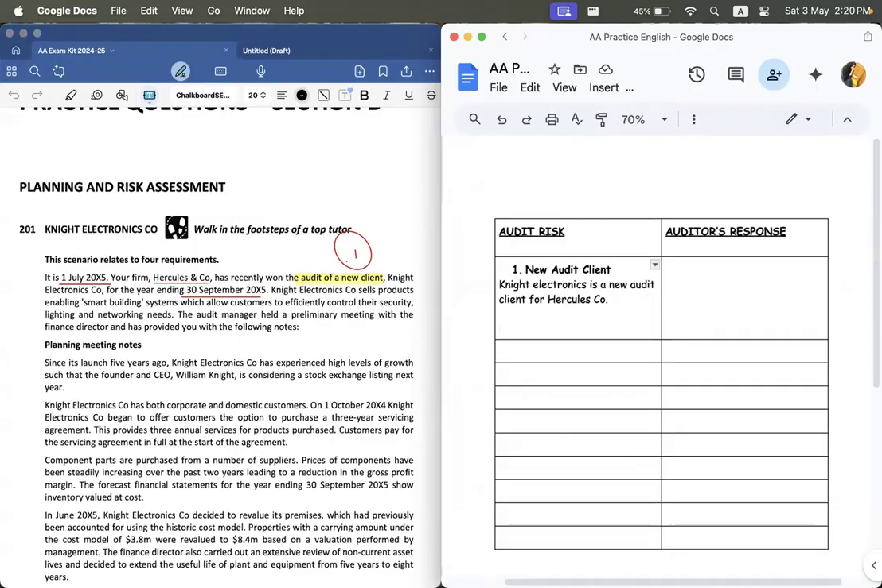If it is a new audit client, then that means you are not familiar with the audit client at all, right? So you don't know what their accounting policies are. You don't know the nature of their transactions. You don't know how much balances have been carried forward or brought forward from the previous year, right? So this would actually lead to detection risk.